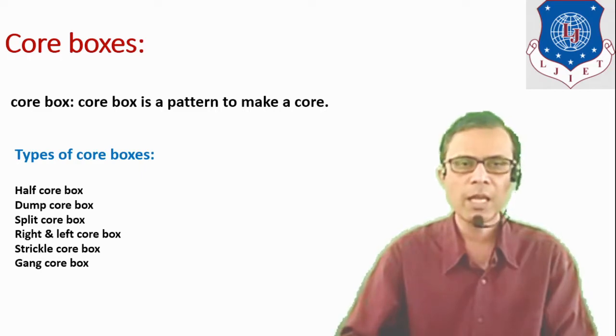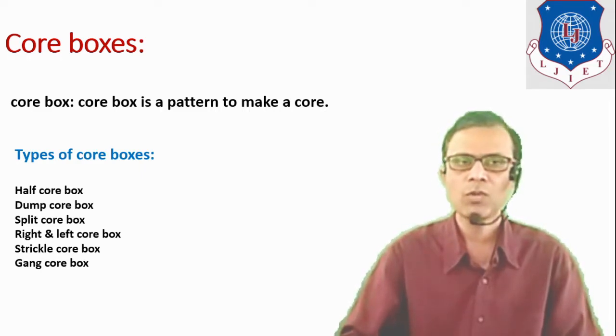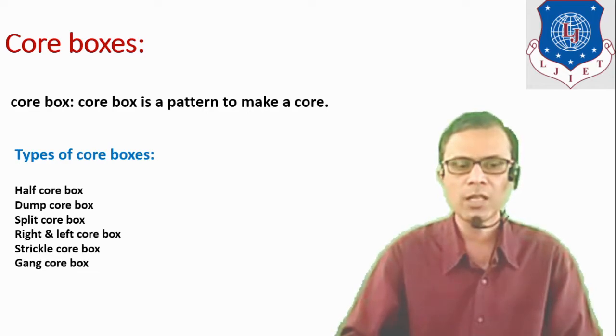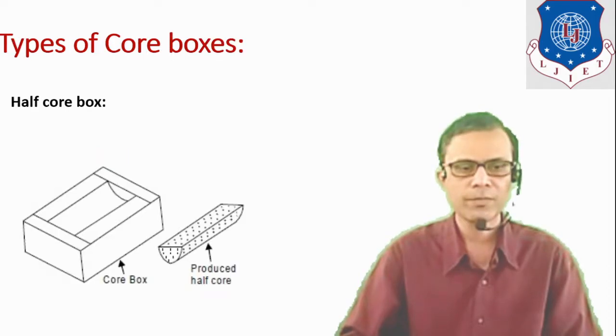There are certain types of core boxes. These types are half core box, dump core box, split core box, right and left core box, trickle core box, and gang core box. Each and every core box has a certain purpose. So let's see each type of core box one by one.